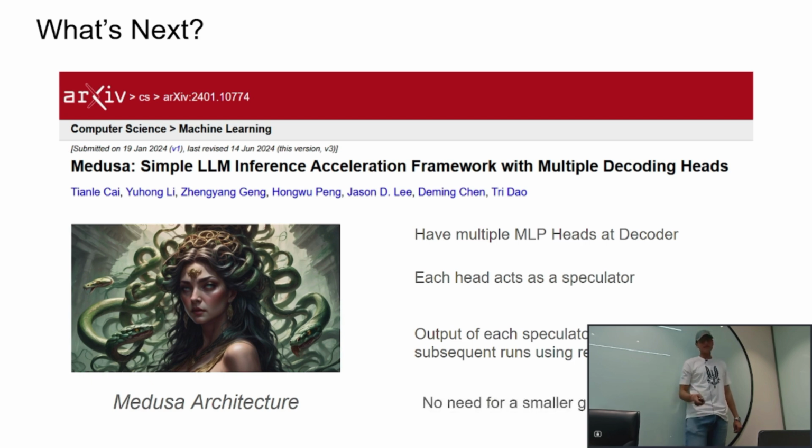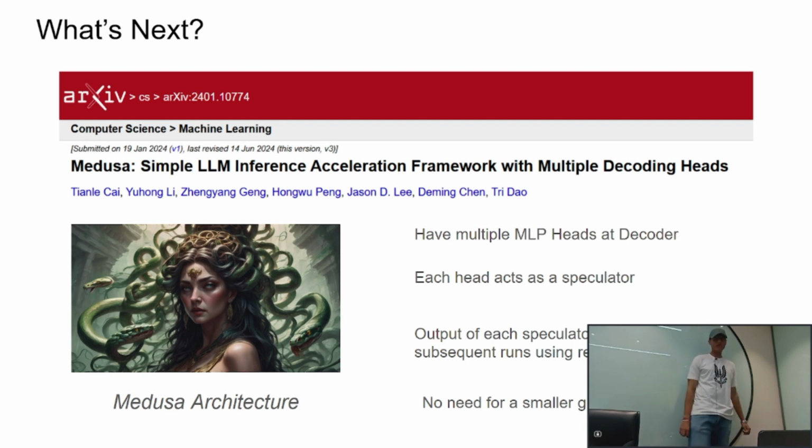What this does is that it removes the need for a smaller guessing model. The biggest problem with speculative decoding is that if you don't have a good guessing model, then you don't really get any speed gains. And this is what Medusa solves by having the same model as the speculator and the same model as the verifier. Okay, so this is it for the talk part.